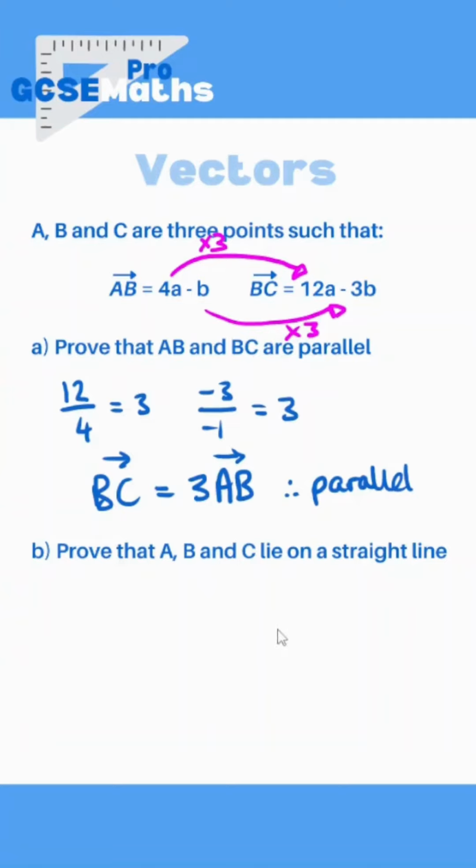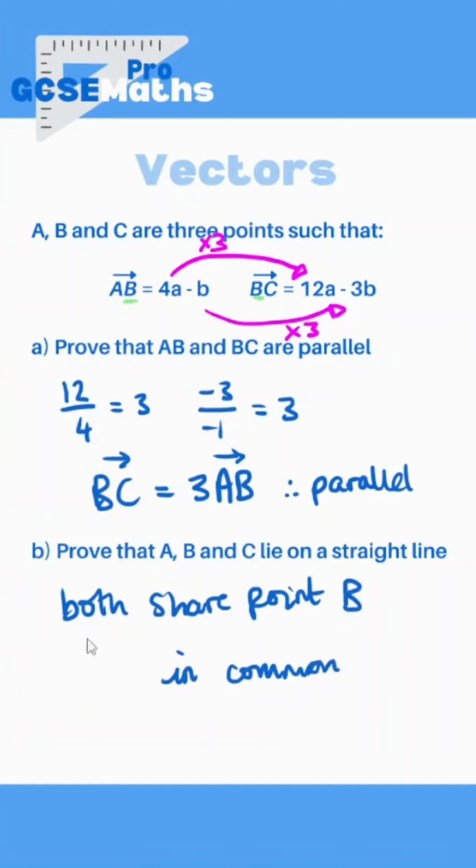This is the next level. If you're trying to prove that they lie on a straight line, you have to first prove that they're parallel, as we just did. The second thing is, okay, they are 2 parallel vectors, but how do I prove that they overlap, that they are actually in the same line? Just have a look at the vectors. We've got AB, BC. They both have the point B in common. So you can say something along the lines of both share point B in common.